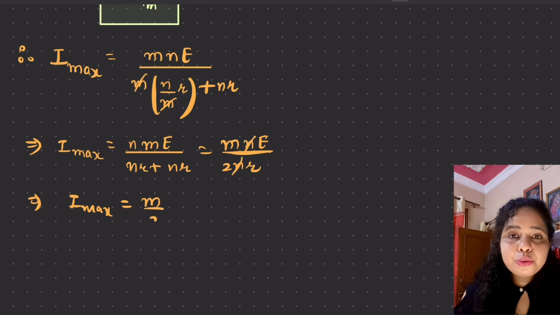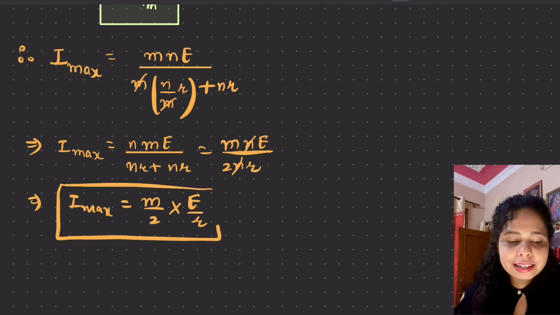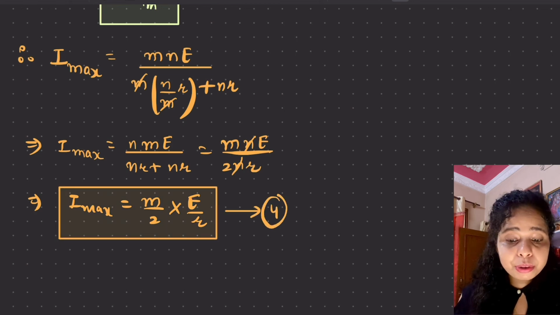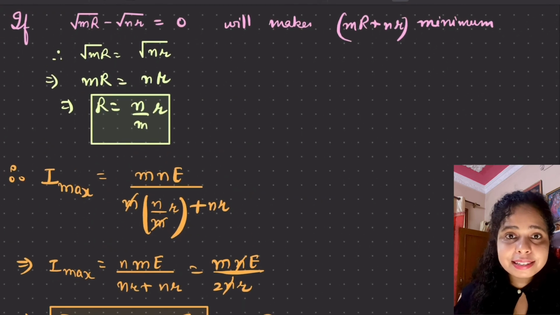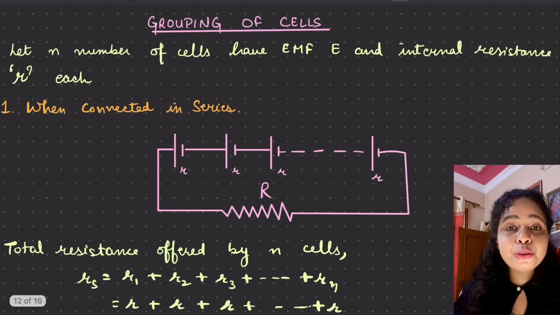That means m by 2 times the current flowing due to a single cell. That means the maximum current which we can withdraw from this combination is m by 2 into the current due to a single cell. So this is all about today's article. I hope you have understood the concepts very clearly.